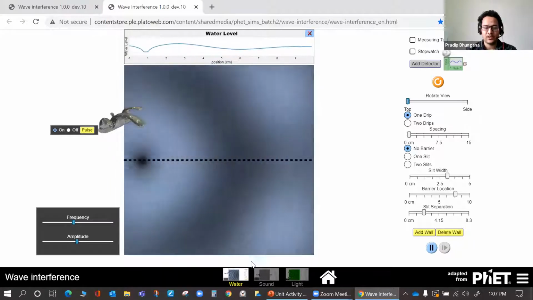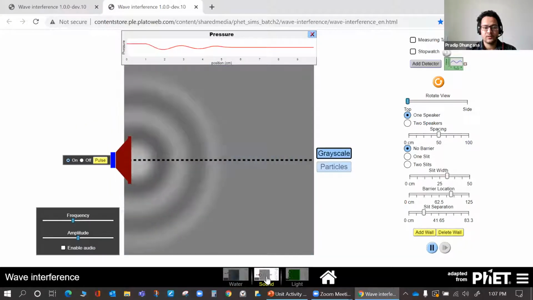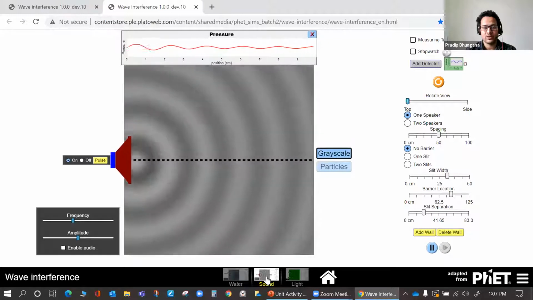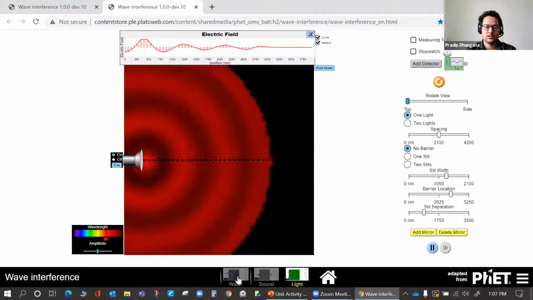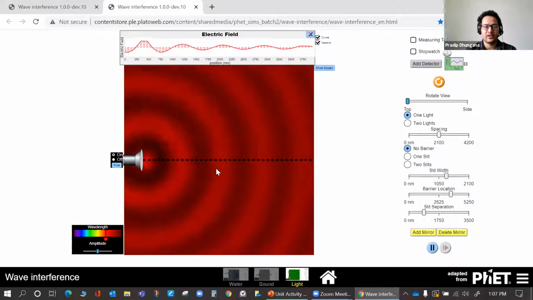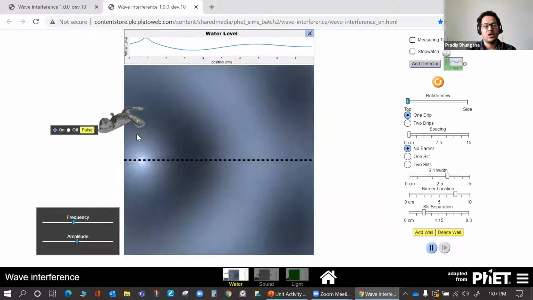And then similarly, you can do it for sound waves. Okay, you can play those things with sound waves. You can do it for light waves. In each case we can see concentric waves. We can see here the wave patterns look like that. Okay, let's start with water waves.